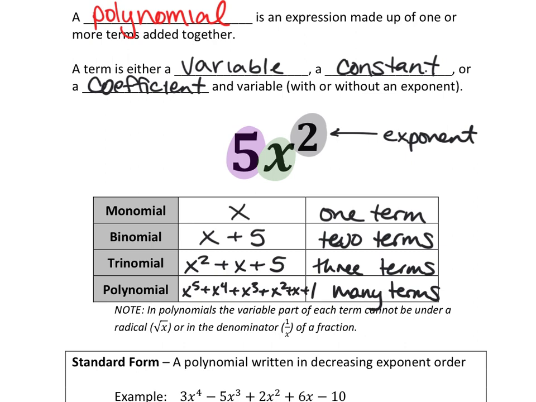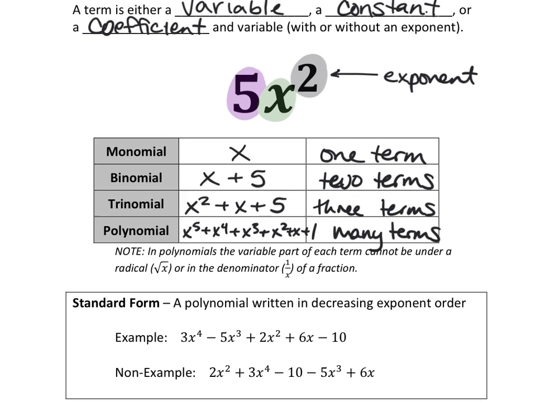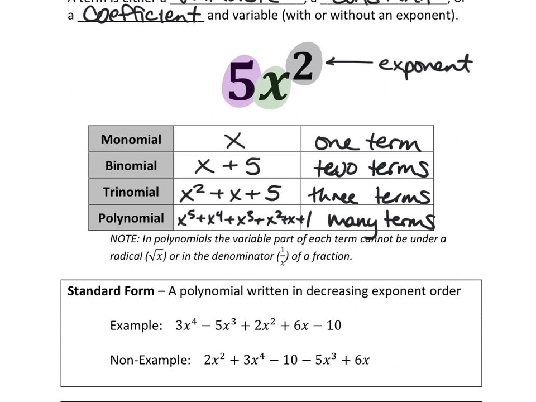Now there's an important note here. The variable part of each term in a polynomial cannot be underneath a radical or underneath a denominator. So they just need to be plain variables, not looking like this. So if you see your polynomial has something like this or like this, it is no longer a polynomial. So just be aware of that. It's not like I won't show you those, but just so you know.